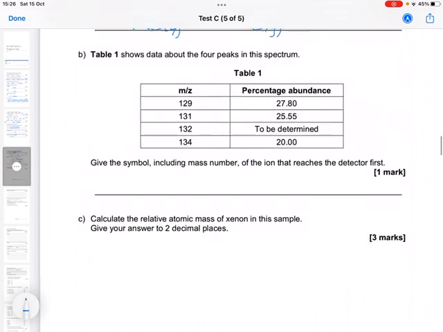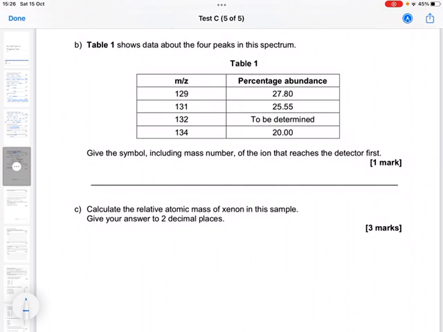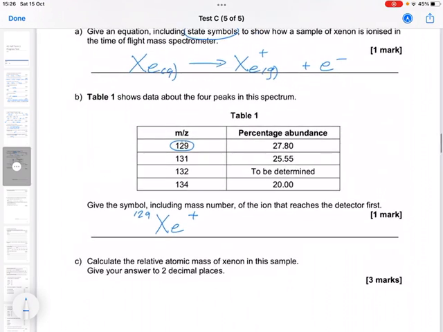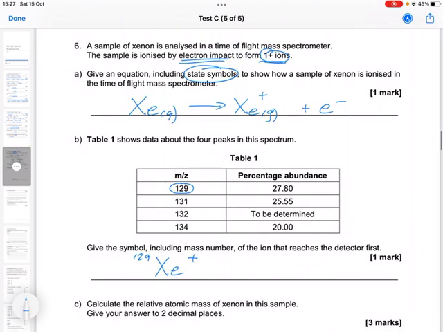Okay, table 1 shows data about the 4 peaks in this spectrum. Give the symbol including the mass number of the ion that reaches the detector first. So that's going to be the lightest one, or the one with the lowest m/z value. That's going to be that one. So the symbol, xenon, mass number 129, and then it's an ion, so I need a 1 plus charge on here. And I'm told earlier on that it forms 1 plus ions.